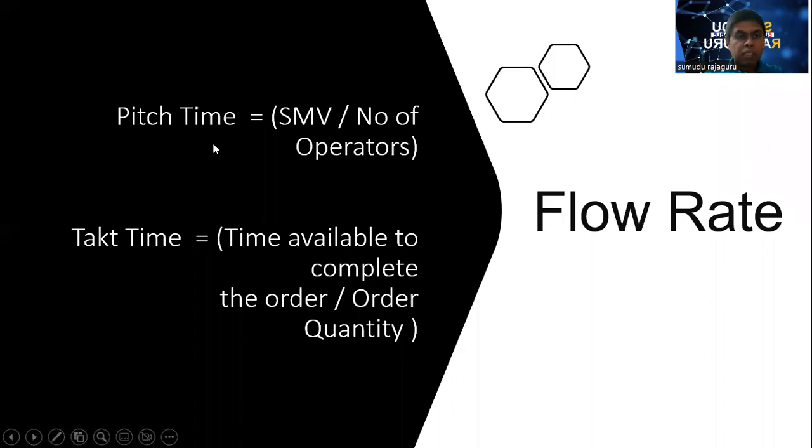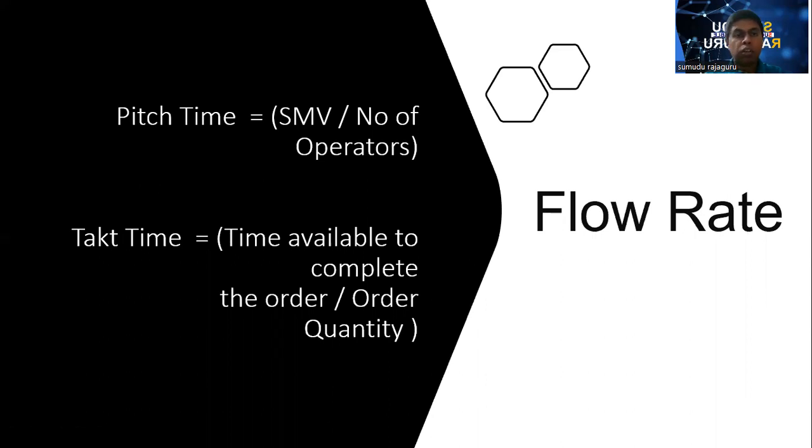Now you can see how we calculate the takt time and the pitch time. If we want to calculate pitch time, this is the equation. SMV divided by number of operators. SMV means standard minute value. I think almost all members know that standard minute value means if we consider some product, it goes through several activities, several operations, and every operation has a defined time.